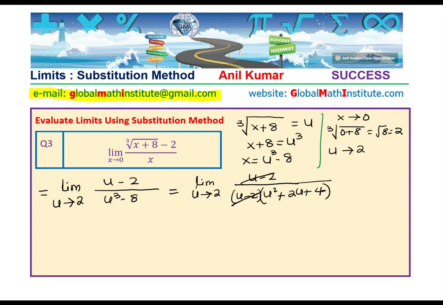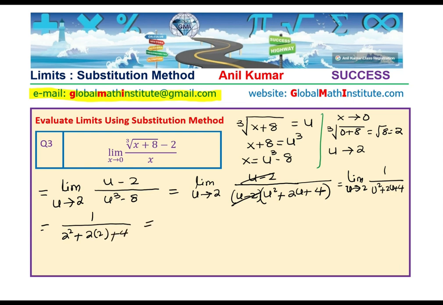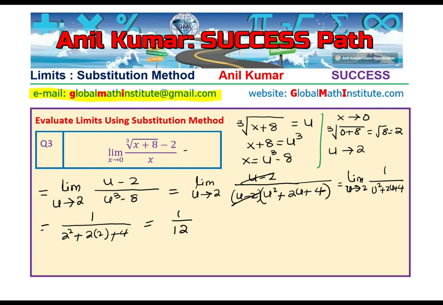U minus 2 cancels, and therefore we are left with the limit as u approaches 2 of 1 over u square plus 2u plus 4, right? Substituting u equals 2, we get 1 over 2 square plus 2 times 2 plus 4, and that is 1 over 12. And therefore, the limit of this function is 1 over 12 as x approaches 0.